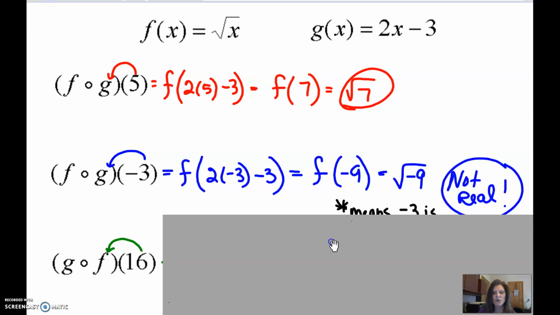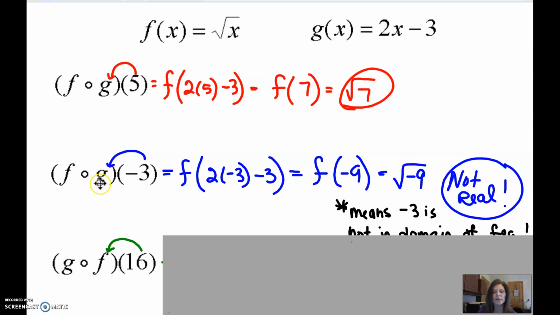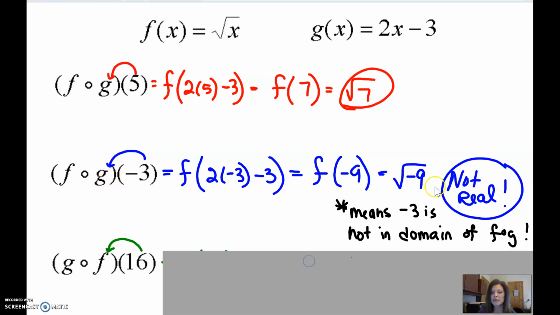All right, the next one though says f of g of negative 3, so I take the negative 3 and put it into g, basically the same, but this time we run into a problem because at the end I get the square root of a negative number, which is not a real number. That tells me that negative 3, although it gives me an answer for g, is not going to be in the domain of the composite function. We'll talk about domain for composite functions in another video. But just know you may run into that, so be careful.